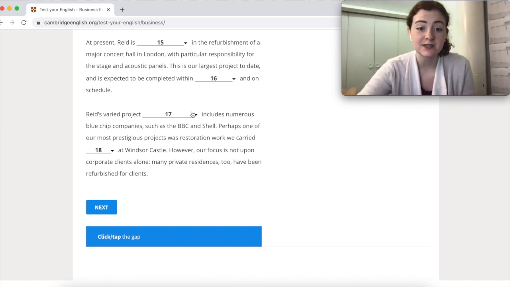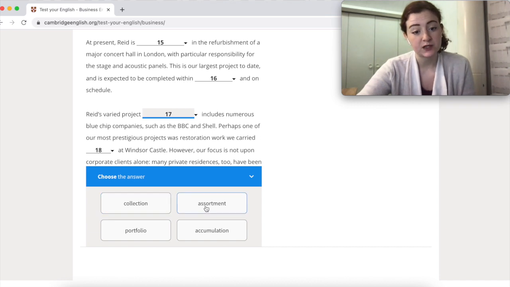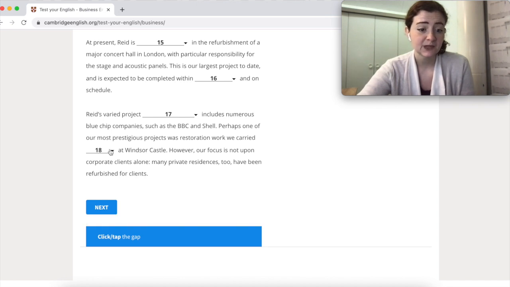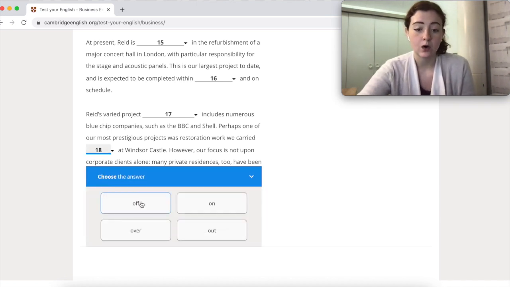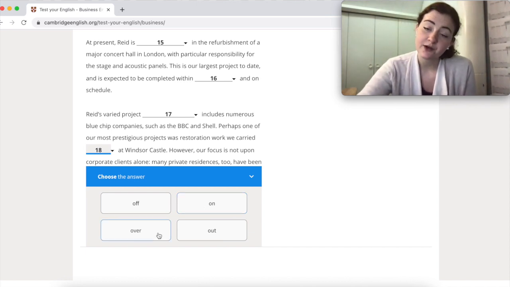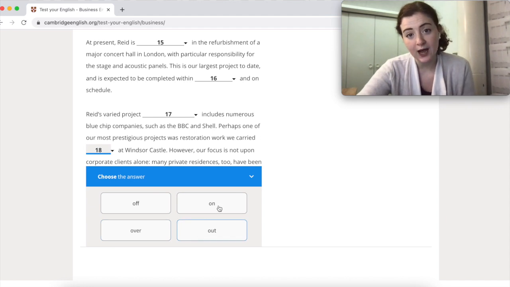Let's have a look at number 17. Collection, assortment, portfolio, accumulation. Varied project collection includes, varied project assortment includes, varied project portfolio includes, varied project accumulation includes. And lastly, number 18. Off, on, over, out. Work we carried off at Windsor Castle, work we carried on at Windsor Castle, work we carried over at Windsor Castle, or work we carried out at Windsor Castle.